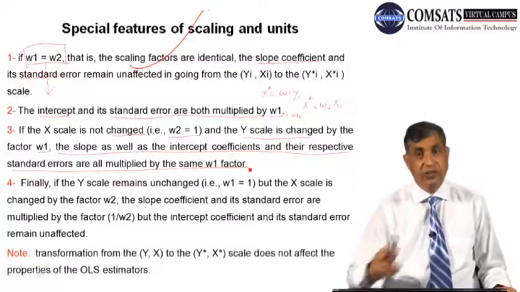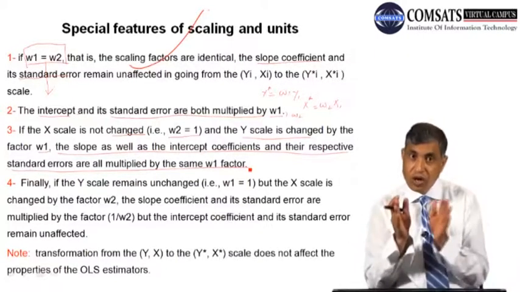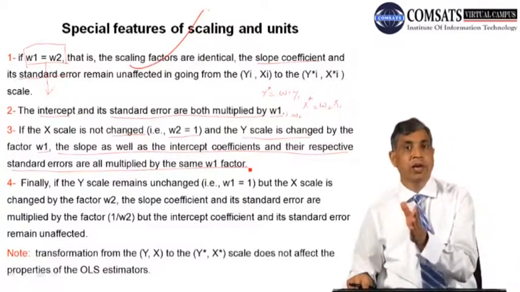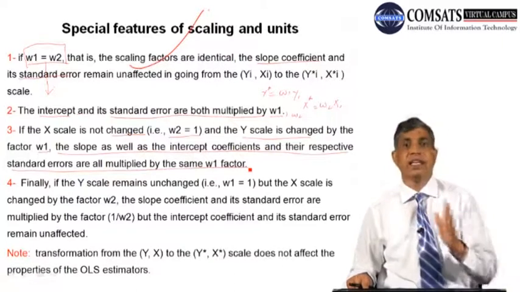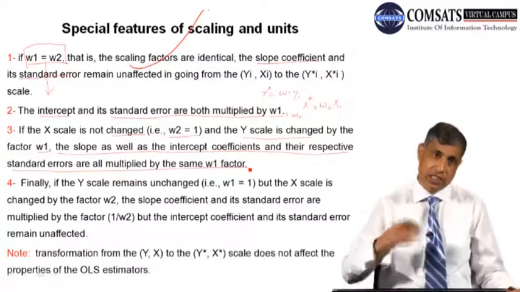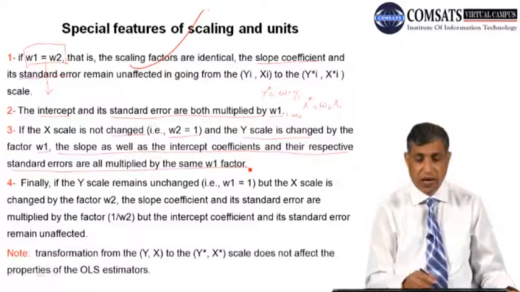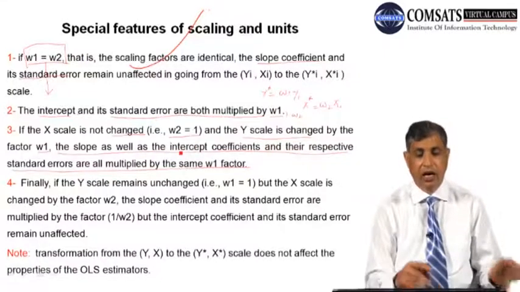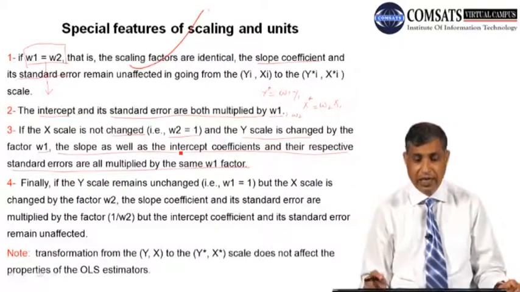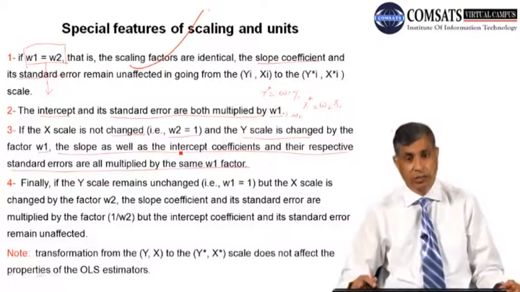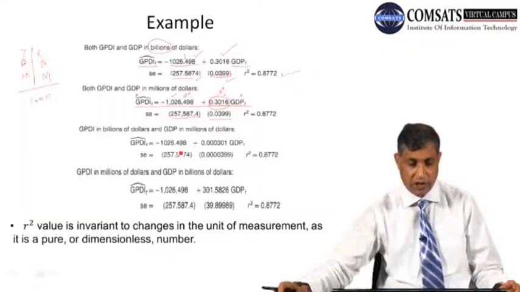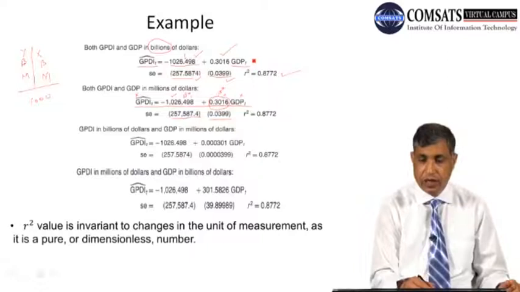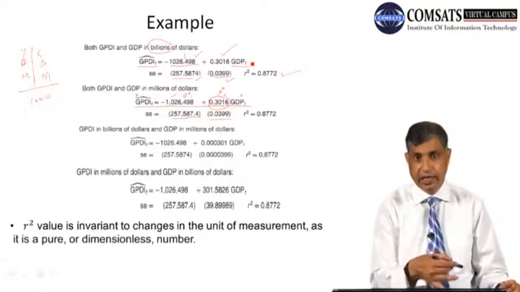So what is W1? What is the situation now? Now you are holding one thing constant, that is W2, so you do not multiply the X values with anything. So what this result brings is that the slope as well as the intercept coefficient and their respective standard errors are all multiplied by the same factor W1. I suppose that W1 is equal to 100.